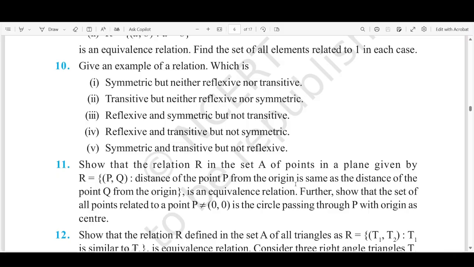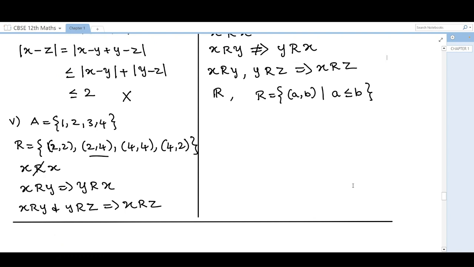Fifth one, symmetric and transitive but not reflexive. In this relation, we don't have elements such as (3, 3) and (1, 1). Therefore, this relation is said to be not reflexive. When you consider the element (2, 4), we have (4, 2). So, from this we can say the relation R is symmetric. Similarly, if you consider the elements (2, 2) and (2, 4), we have (2, 4). Therefore, the given relation R is said to be transitive. Thus, this is an example for a relation which is not reflexive but symmetric and transitive.